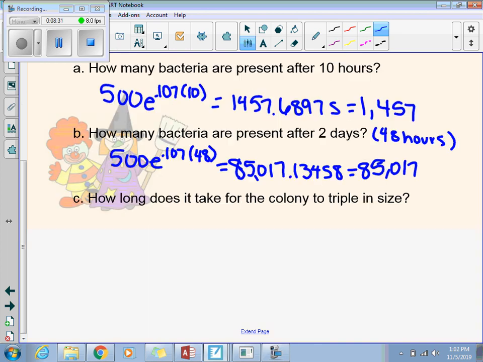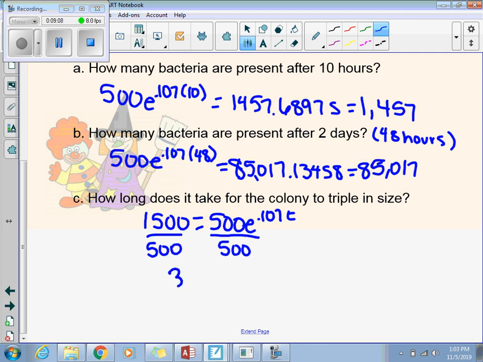C. How long does it take for the colony to triple in size? So here, we're no longer solving with a time. We need to find the value of time. So we're going to set this equal to what it would be triple in size. So 500 times 3 gives us 1,500. So we need to solve for that. 1,500 equals 500 e to the 0.107 t, right? So we're going to divide both sides by 500. We get 3 equals e to the 0.107 t.